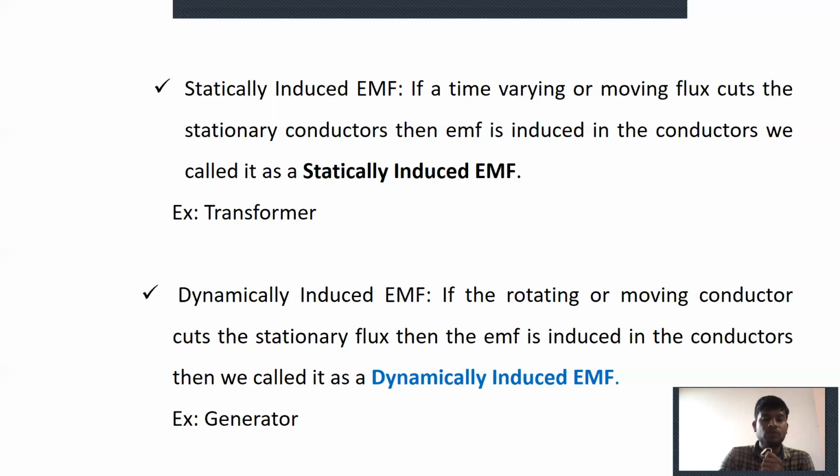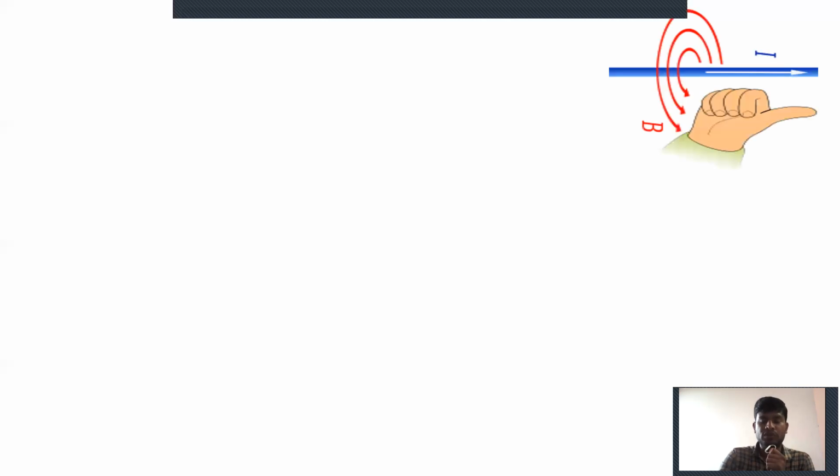So there are two types of induced EMF, either statically or dynamically induced. In generators we get dynamically induced EMF. In which direction do we get the dynamically induced EMF? How to know? We can see the basic fundamental rules. What are the fundamental rules? The first one is the right hand thumb rule.